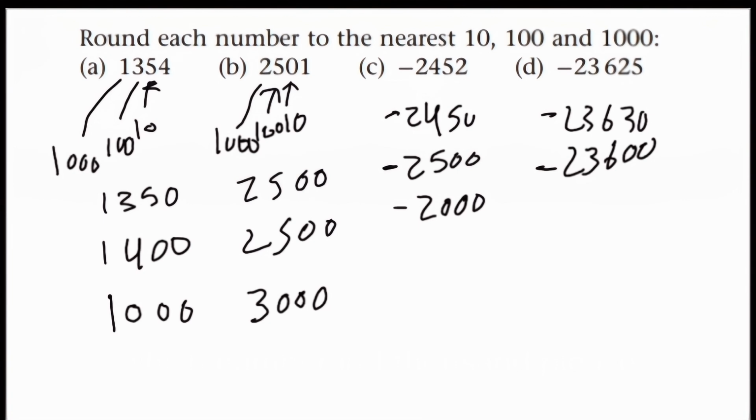Round it to the nearest 1000. Which number is in the 1000 place? 3. Which number is before it? 6. 6 is more than or equal to 5. So it will be negative 24,000.